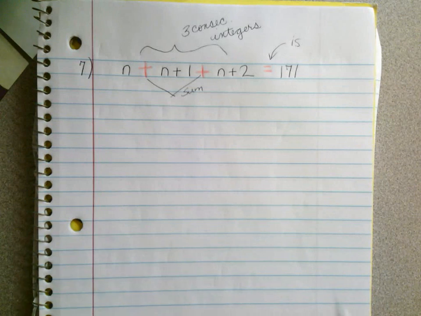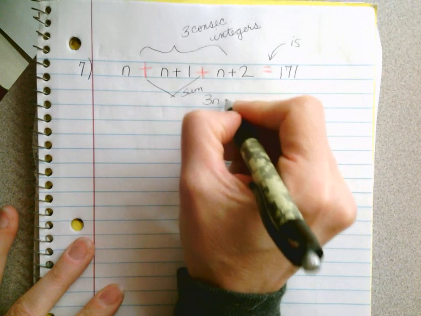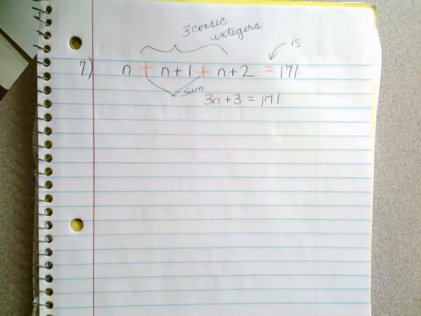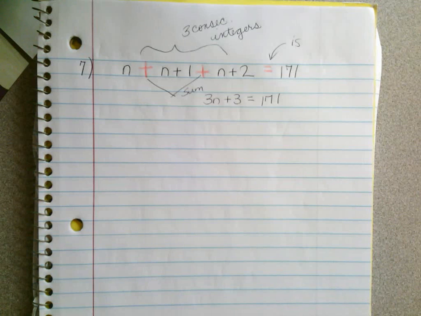Looks like when we collect our n's, we end up with 3n, and when we collect our constants, we end up with 3. You guys can solve from there, I'm sure. And when you answer the question, if you tell me the answer is 56, you're only partially correct.